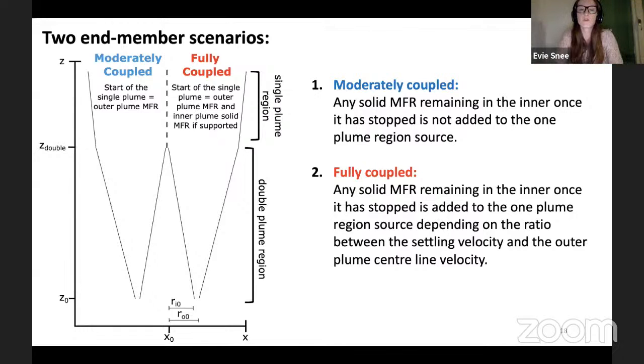The second one we look at is the fully coupled scenario. In this case, we say anything that's in the lava fountain can be added to the surrounding plume and go into the single plume region if it can be supported by the plume based on the settling velocity and the velocity of the plume itself. So going on, I will be going back to these two scenarios just to explore the full range of potential options.